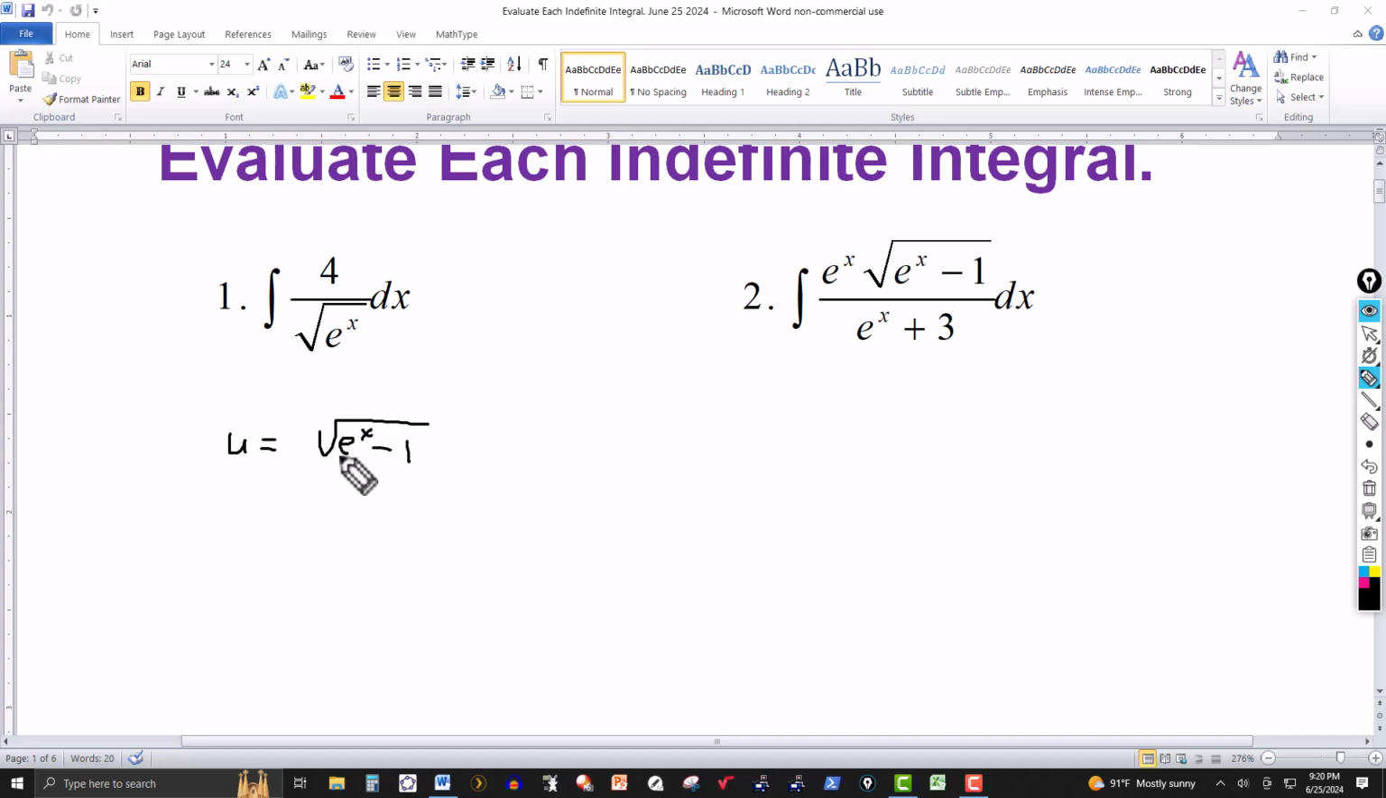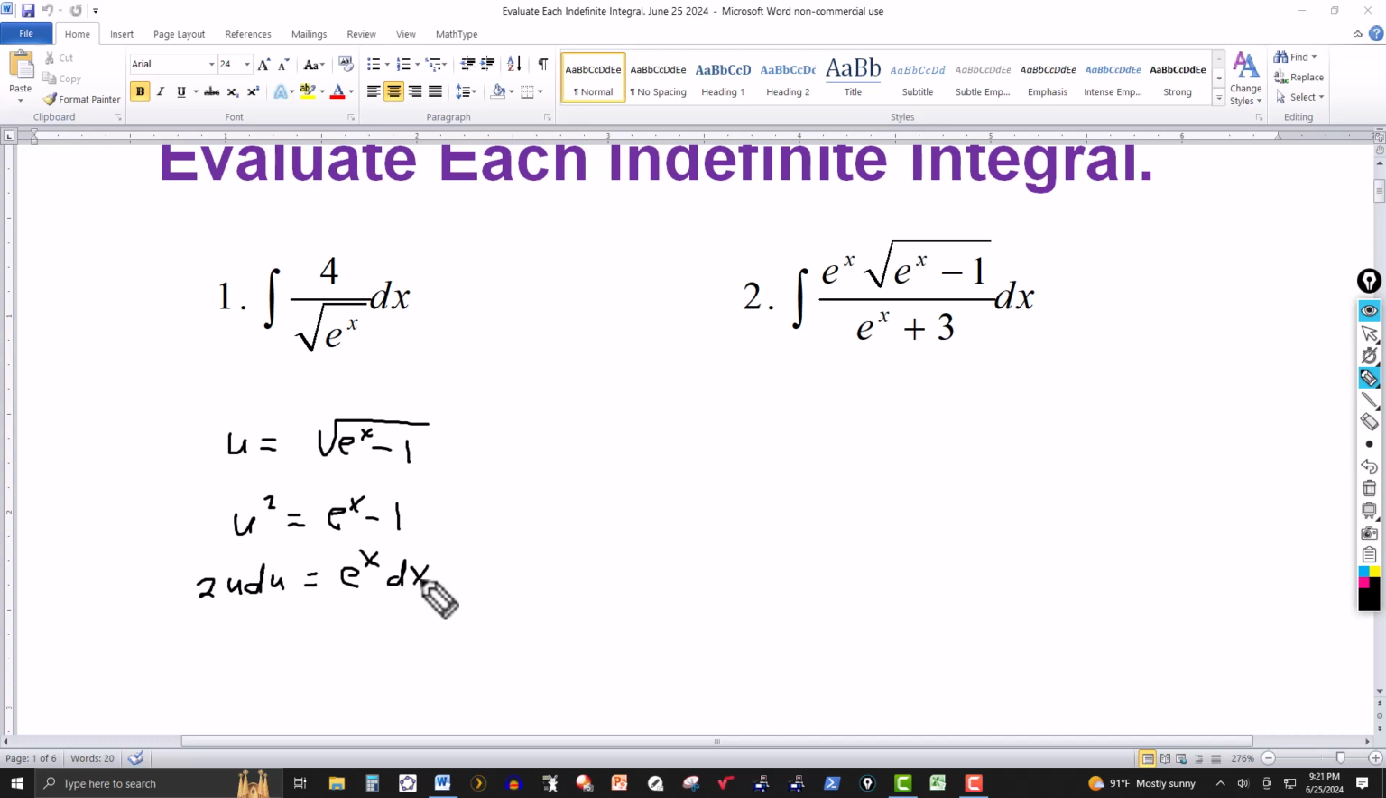And then to get rid of this radical, I'll square both sides. So this gives me u squared equals e to the x minus 1. And then I take the derivative. So the derivative of u squared with respect to u gives me 2u du equal to the derivative of e to the x minus 1. Derivative of -1 is 0, so this is just going to give me e to the x dx.